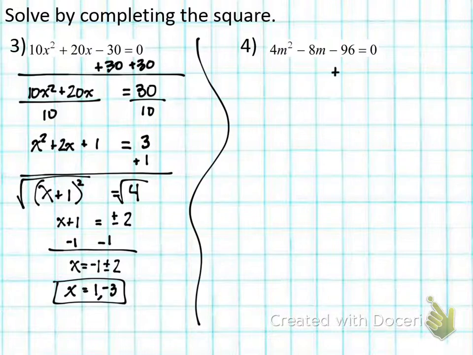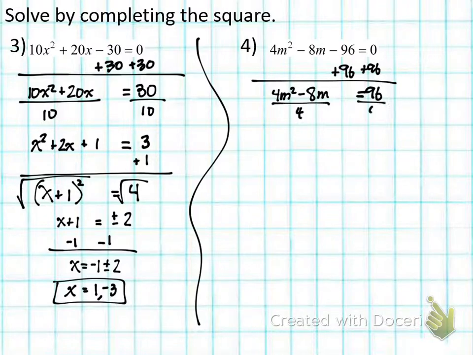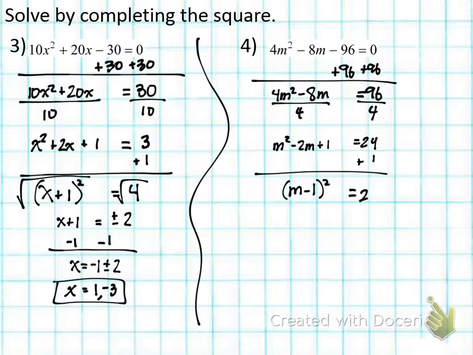Okay, first step on this one. We got 96. Add 96. Got 4m squared minus 8m is equal to 96. A is equal to 4, therefore we have to divide everything on the left side and right side by 4. So we got m squared minus 2m is equal to 24. We're going to take half of negative 2, which is negative 1. Negative 1 squared is 1, we're going to add 1 to both sides. When we do that, we get m minus 1 all squared equals 25.